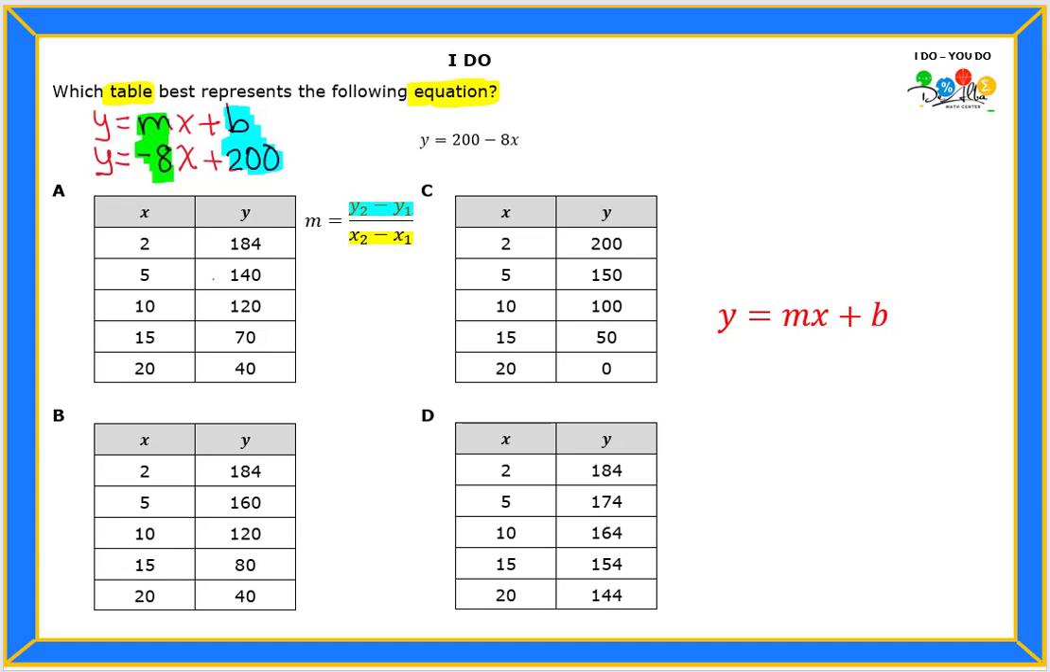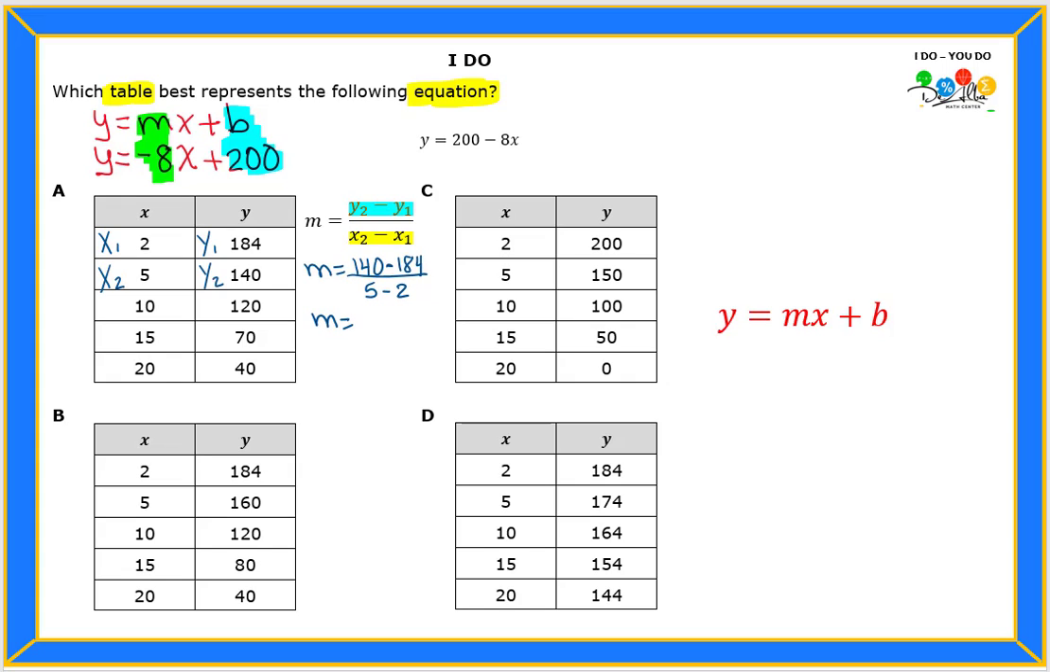So what about if we go and write labels on my points? I got points on the tables, and you can choose any 2 points. I'm going to choose the first 2. So 2 is going to be my x sub 1, and 184 will be my y sub 1. That is my first point. 5 and 140 will be my second point. Therefore, the labels will be x sub 2 and y sub 2. Now I am going to replace those values in my formula. So y sub 2 is 140 minus 184 over 5 minus 2.